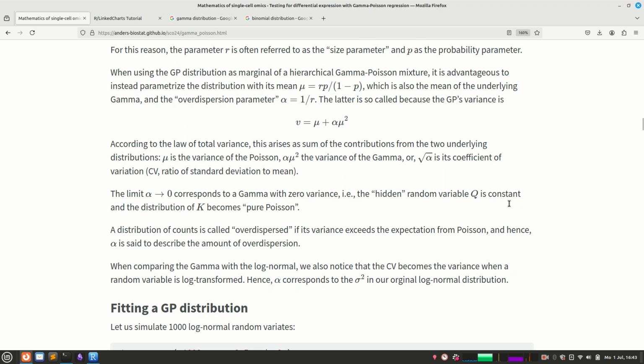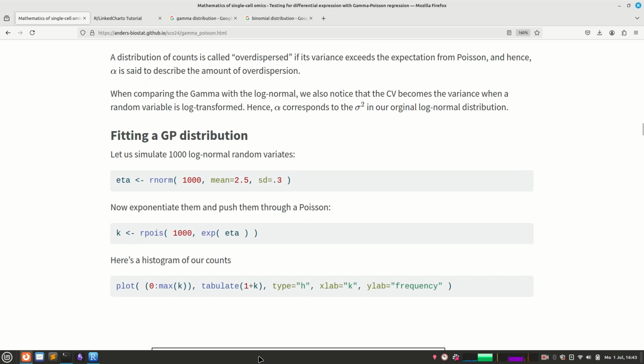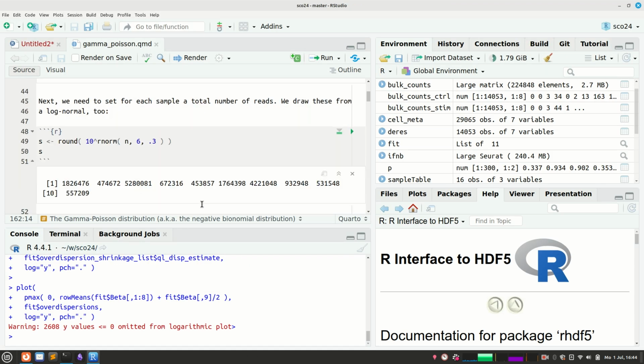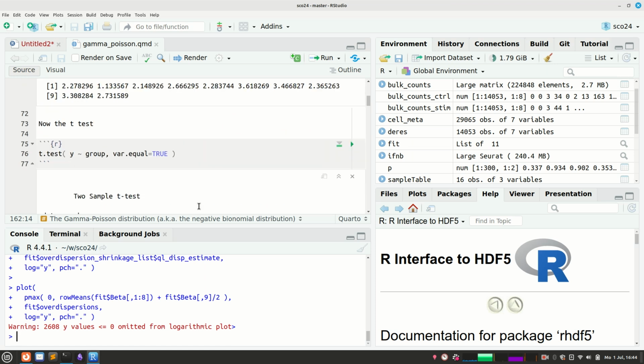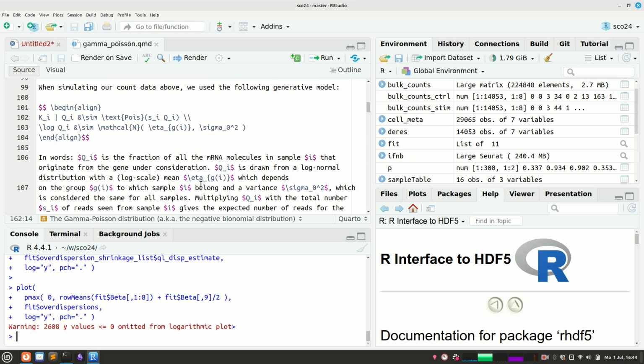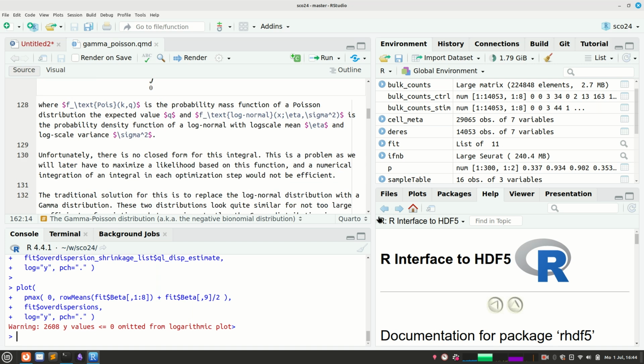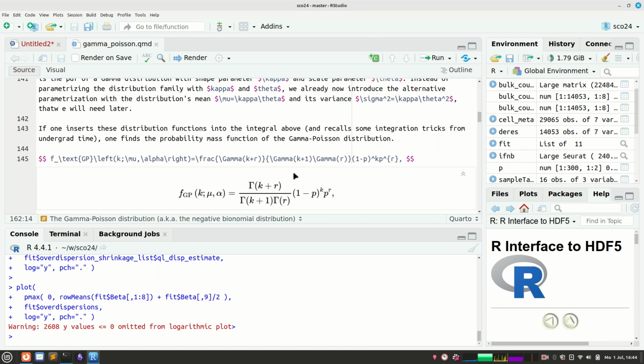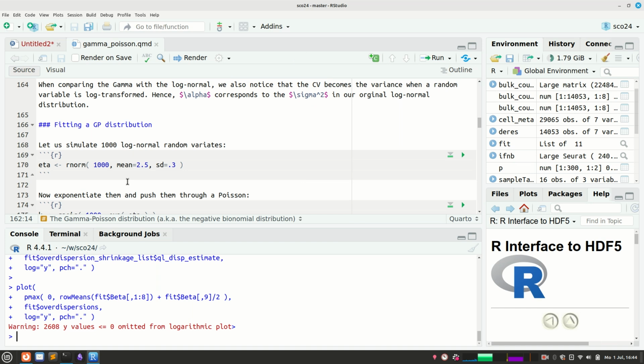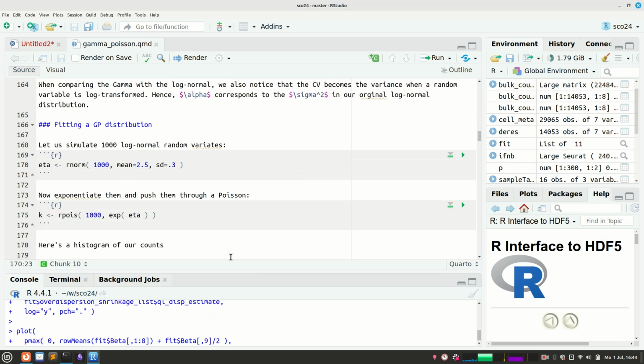So what I now want to do is switch over to my R and quickly fit this GP distribution. I said before, we have replaced the log normal by the gamma, simply because this is where you can solve the equation.